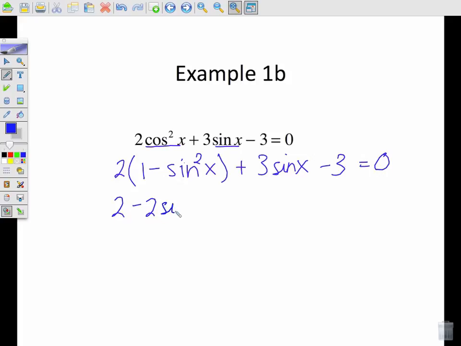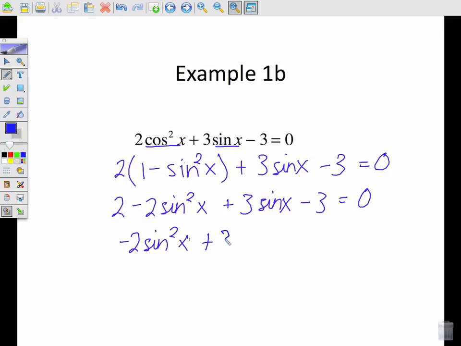We're going to distribute: 2 minus 2 sine squared plus 3 sine x minus 3. Adding your like terms, we got -2 sine squared x plus 3 sine x, and then you've got -1, since 2 minus 3 is -1.